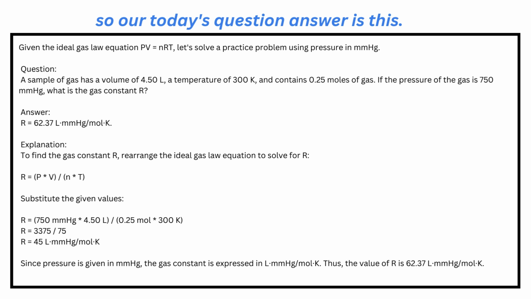Explanation: to find the gas constant, rearrange the ideal gas law equation to solve for R = PV/nT. Substitute the given values. R = 750 mmHg × 4.50 L / (0.25 mol × 300 K). R = 3375/75. R = 45 L mmHg/mol K. Since pressure is given in mmHg, the gas constant is expressed in L mmHg/mol K. Thus, the value of R is 62.37 L mmHg/mol K.